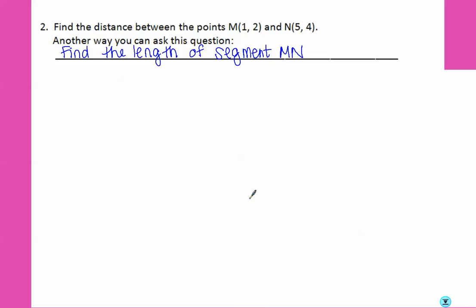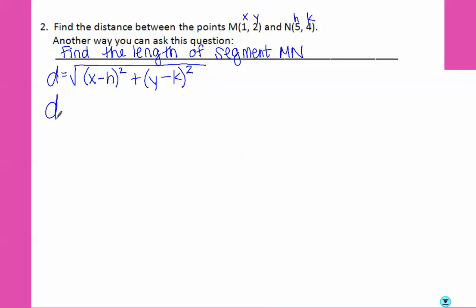So I'm going to label my first point as X and Y. I'm going to label my second point as H and K. And I'm going to use the formula where D equals the square root of (X minus H) squared plus (Y minus K) squared. Let's fill in our numbers.